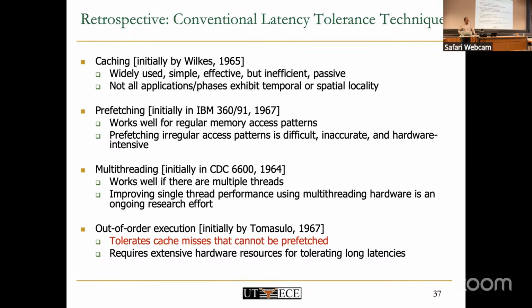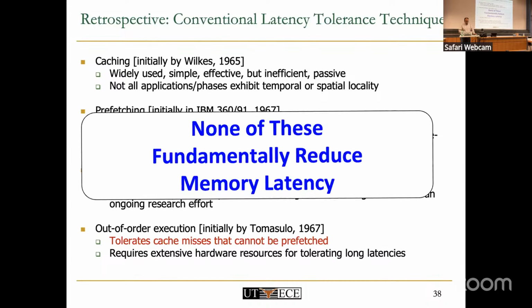At some point, if you really want to do something much more fundamental, you really need to tackle the core problem, which is high latency. And maybe we should start from that baseline, and then try to optimize our systems. But here, it categorizes some of the techniques that people have developed for tolerating latency, like caching, prefetching, multi-threading, and out-of-order execution. And I think all of you are aware of all these topics, right? Question? Okay, good. However, none of these fundamentally reduce memory latency.